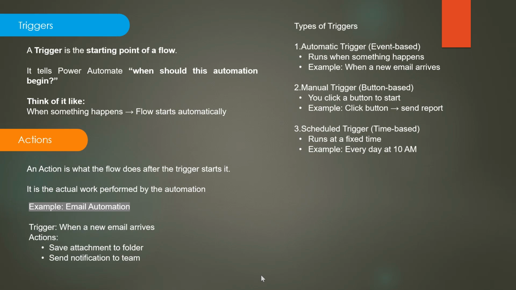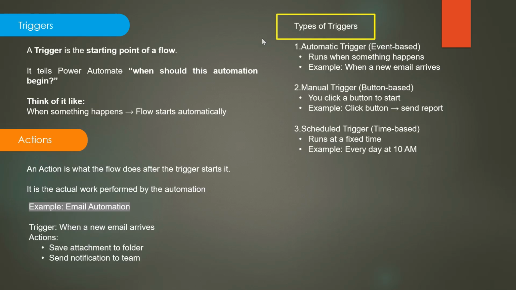So let's first understand what triggers and actions are in Power Automate. This is a fundamental concept and really important to know. Basically, a trigger is the starting point of a flow. It tells Power Automate when this automation should begin. Think of it like when something happens, the flow starts automatically.